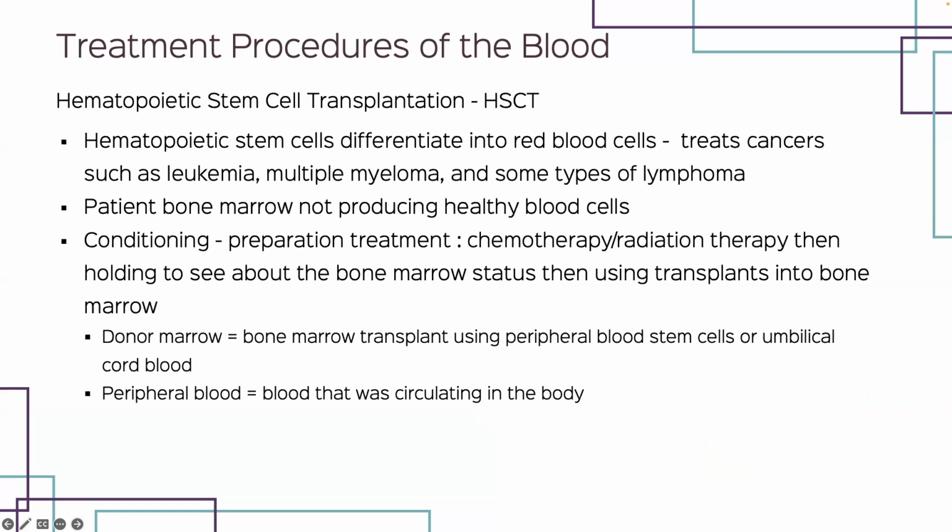Hematopoietic stem cell transplantations. So these are going to treat cancer such as leukemia, multiple myeloma, and then even some lymphoma. You can get it after you have chemo or radiation to see about killing all of the unhealthy stuff. But unfortunately, while we kill the unhealthy stuff, we also kill the healthy stuff. So this is where they can do that stem cell transplant to help replenish some of the healthy stuff.